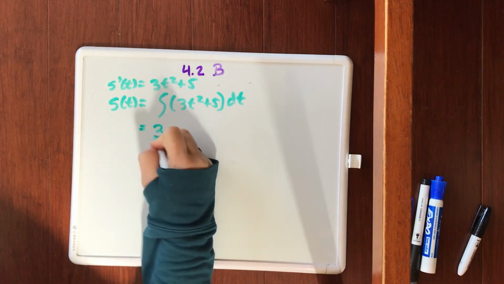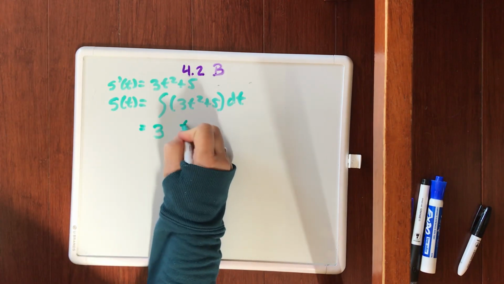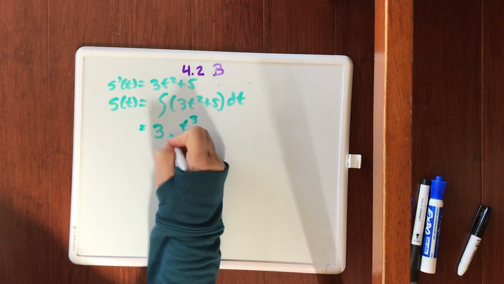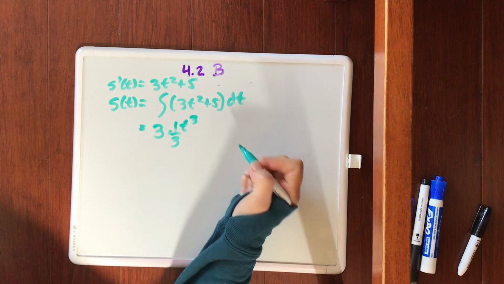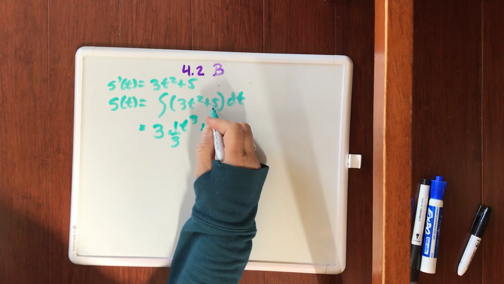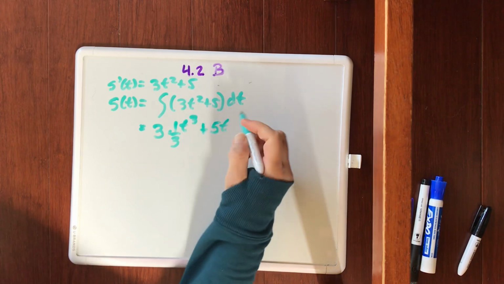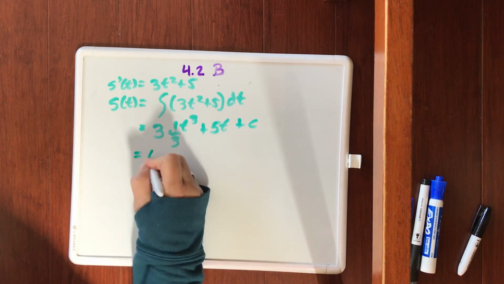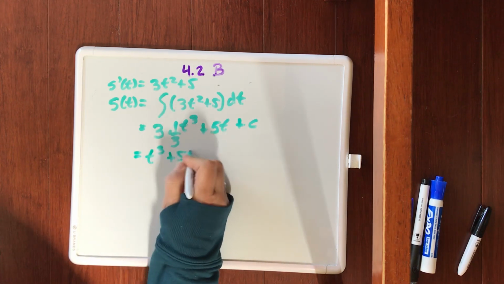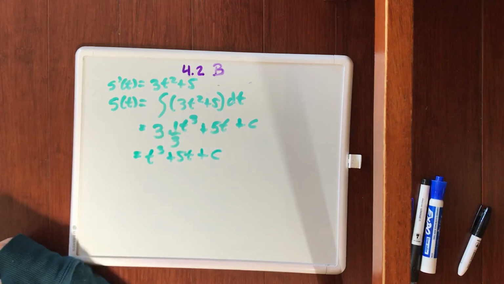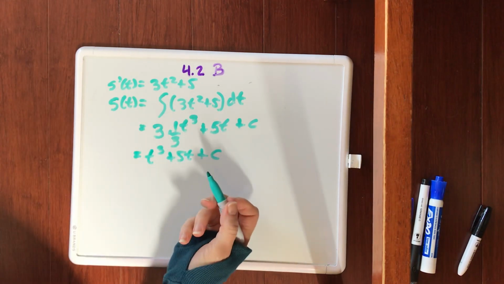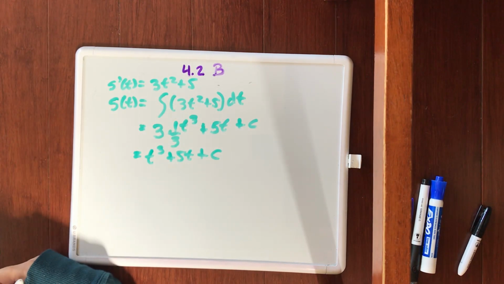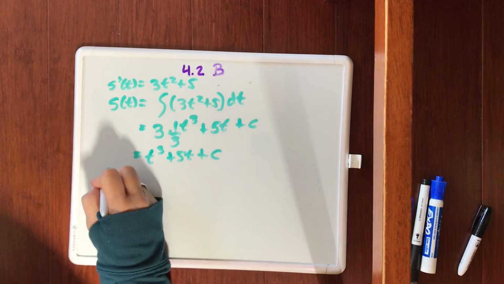Okay, so let's integrate this. This equals, we'll keep the 3, we'll add 1 to that 2, multiply by 1/3. Integrate 5 is 5t plus c. So simplifying this, we have t cubed plus 5t plus c. Looks like I'm writing with watercolor, doesn't it? It's really weird.